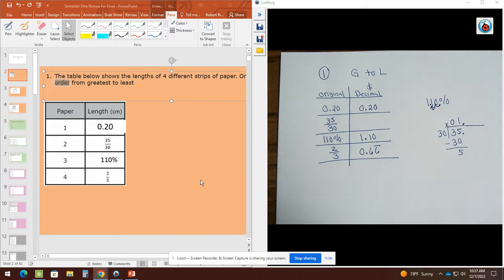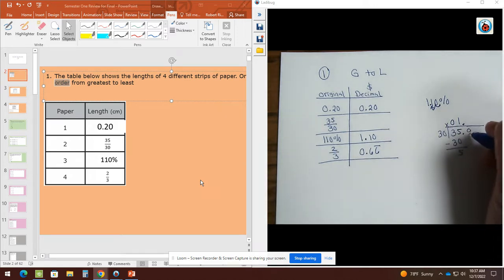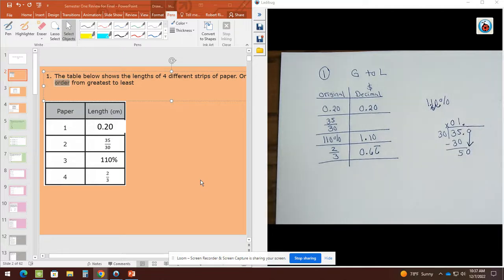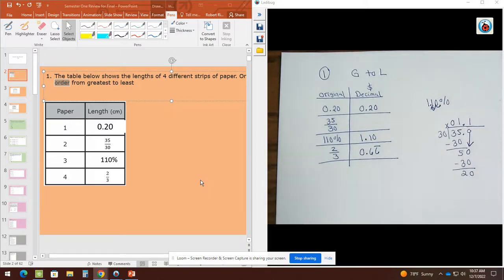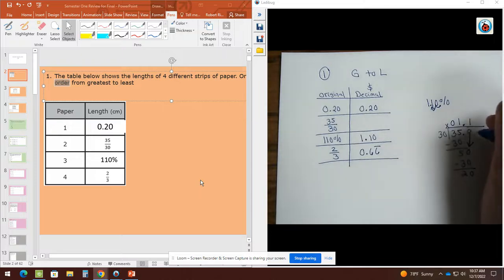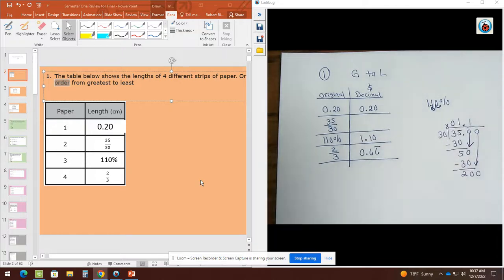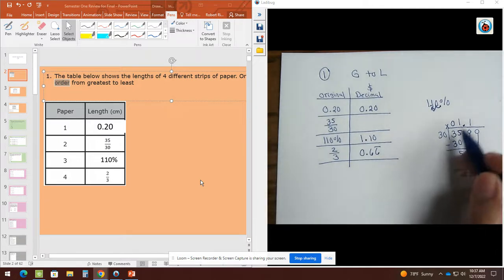When you have a remainder, like I mentioned before, you just drop the 0. Now we have a 50. 30 times 1 will give me 30, and we have a 20 remainder, so guess what? I'm going to add a 0 again. We have 200 now. Now 30 times what gives me 200?